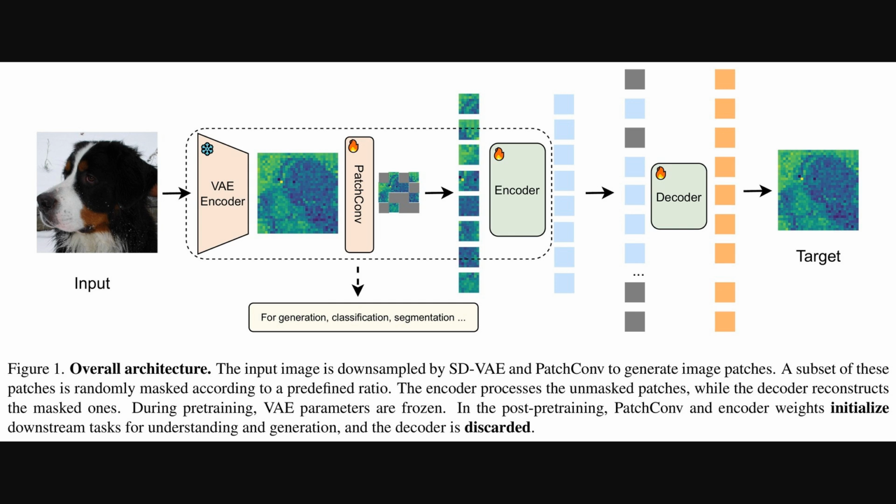Some of these patches are randomly masked out, shown as the gray squares. An encoder, a vision transformer, processes the remaining visible patches, and then a decoder attempts to reconstruct the ones that were masked. This whole process helps the encoder learn robust features, and importantly, after pre-training, only the encoder weights are kept to initialize downstream models for generation or understanding tasks. The decoder is just discarded.